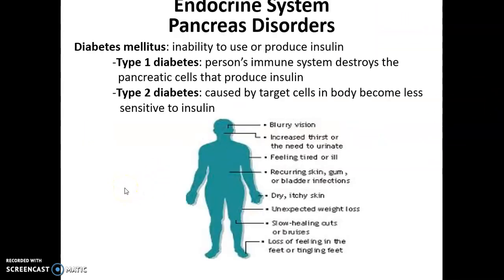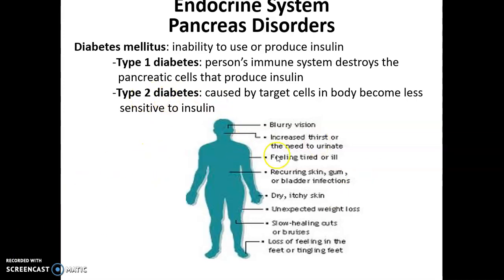All right, a disorder associated with the pancreas is diabetes mellitus. That is the inability of the body to use or produce insulin. There are two main types of diabetes mellitus. There's type 1 diabetes. In this type, a person's immune system destroys the cells that produce insulin. So that person's own immune system destroys the cells that make insulin, and therefore insulin has to be injected into the person when they need it.